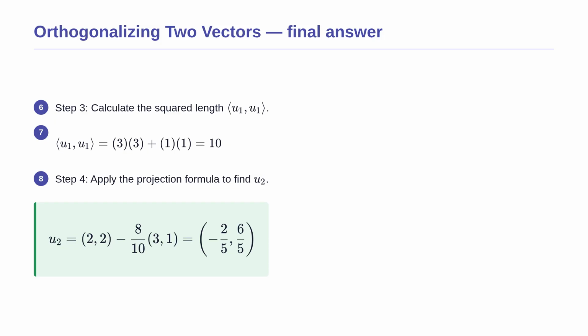Now we have all the pieces for our projection formula. We take our original v2, which is (2, 2), and subtract the fraction 8 over 10 multiplied by u1. 8 tenths simplifies to 4/5. Multiplying 4/5 into (3, 1) gives us the exact shadow vector, (12/5, 4/5). Finally, we subtract this shadow from (2, 2) coordinate by coordinate. This gives us our final orthogonal vector, u2, equal to (-2/5, 6/5). These two vectors are now perfectly perpendicular.